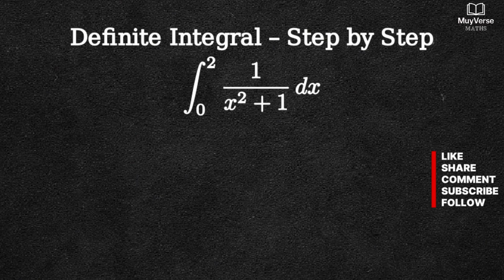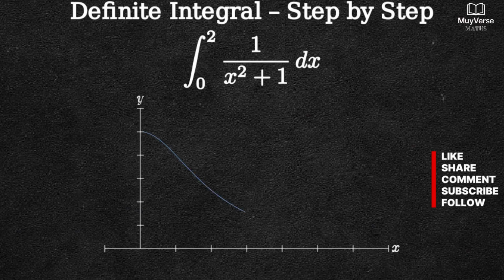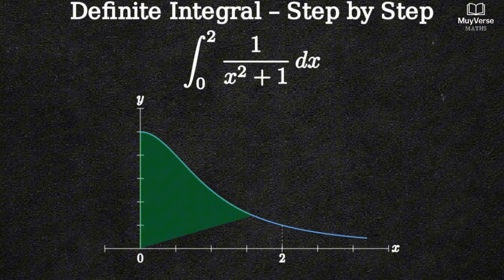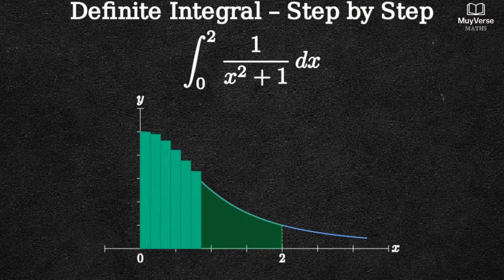First, the visual meaning. We draw axes, and the curve y equals 1 over x squared plus 1. The definite integral from 0 to 2 is the area under this curve above the x-axis between x equals 0 and x equals 2. Think of the area as the limit of lots of thin rectangles that perfectly match the curve.